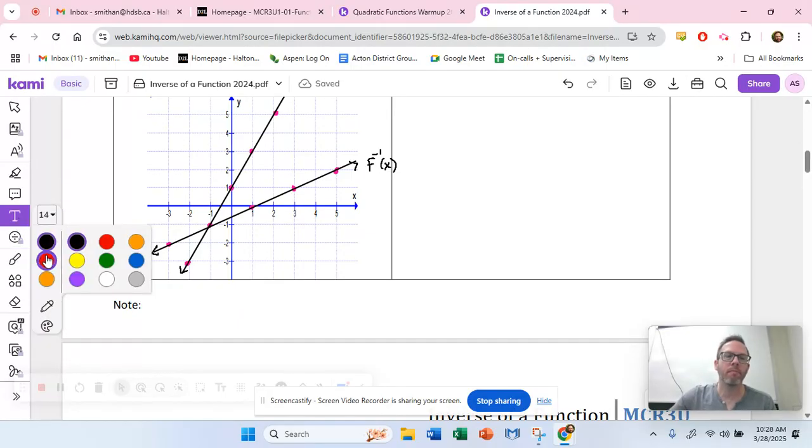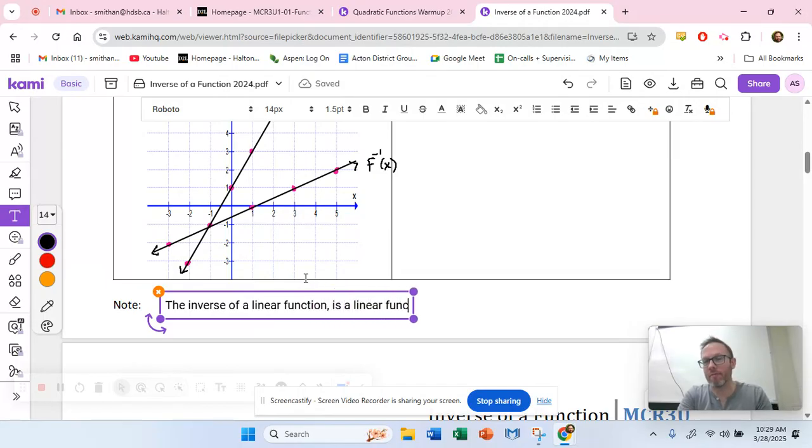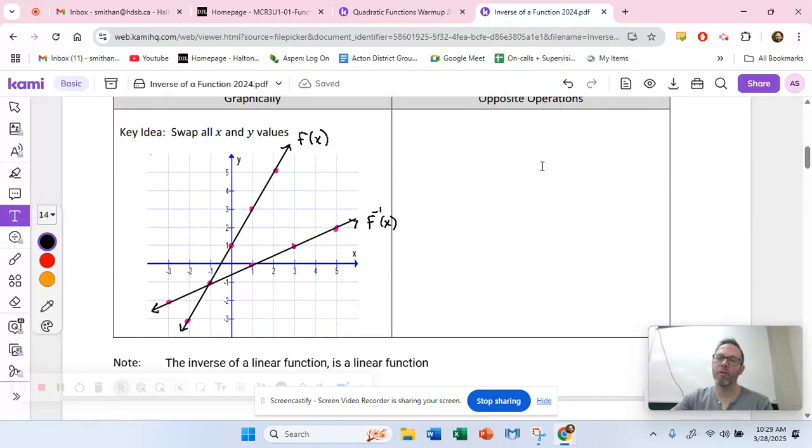First thing to note, and this is true all the time. Can you guys jot this down? The inverse of a linear function is a linear function. Hopefully you guys are convinced of that. When you swap the x's and y's of a linear function, you just get another linear function.